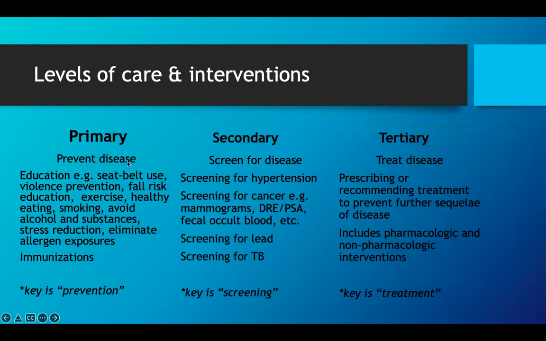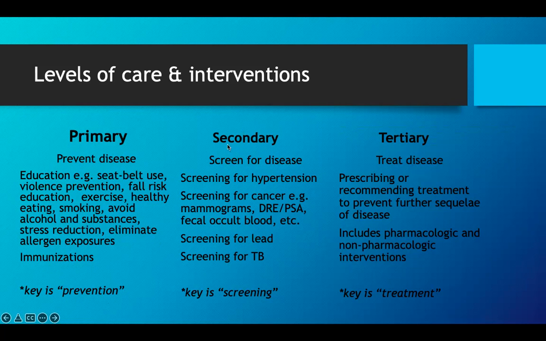Again, primary prevention, we're preventing disease. So education is key in terms of primary, and it's all about education. Seatbelt use, violence prevention, fall risk education, exercise, healthy eating, smoking cessation, avoiding alcohol and substances. Stress reduction is a big one. Eliminate allergen exposures and immunizations. Immunizations are one of the biggest things in primary prevention. Okay, keep that in mind. Big thing, immunizations. Key is prevention, right?